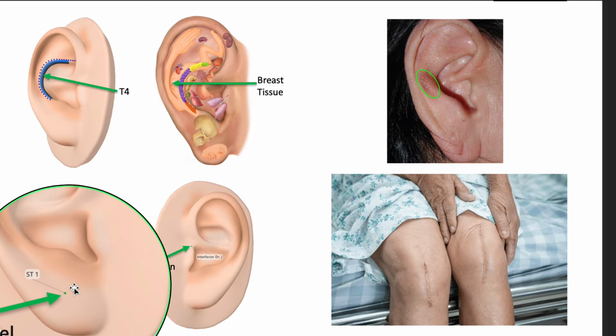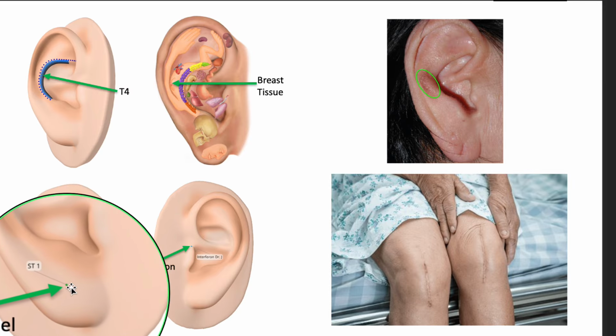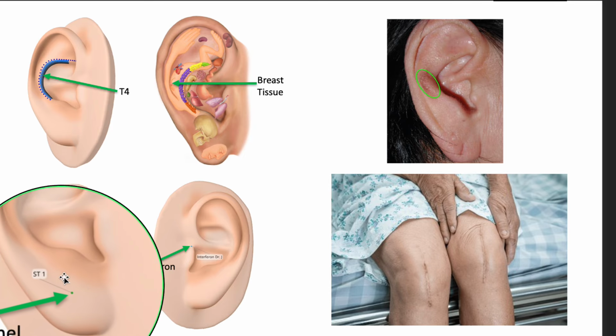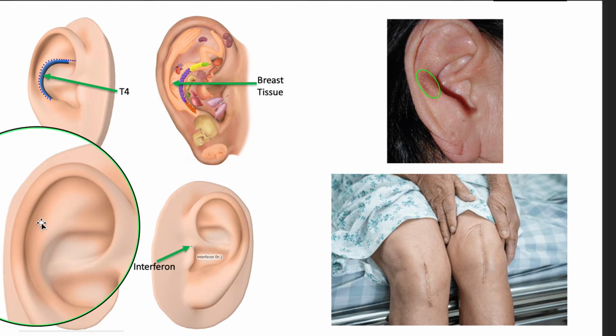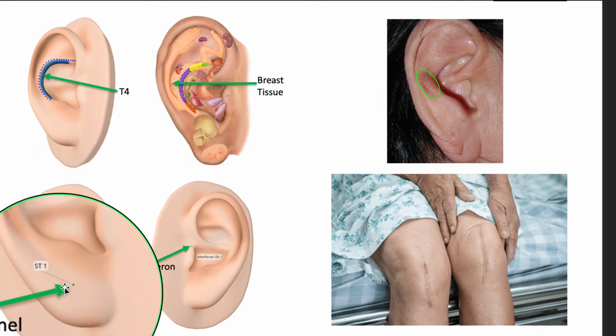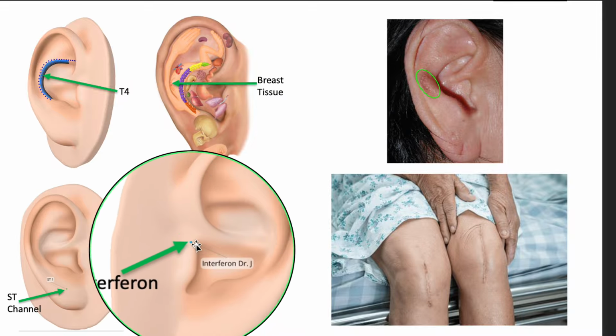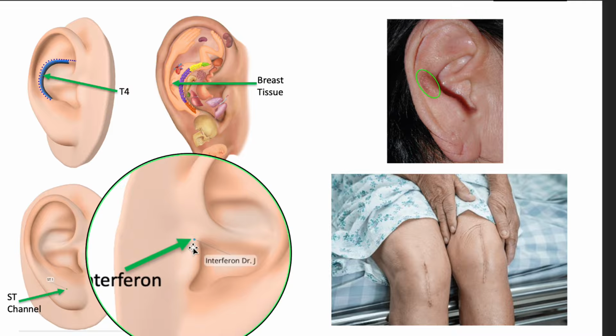If you've taken any classes from me, you know all breast cancer is a stomach spleen channel deficiency. This point on the stomach channel is likely to show up deficient. Actually, any point on the stomach channel would likely show up deficient. If you're going to treat a channel, try to choose a point early on the channel. And then the interferon point, which I showed you before, which is related to the immune system. That's how you start reading the body's electrical map right from the ear.